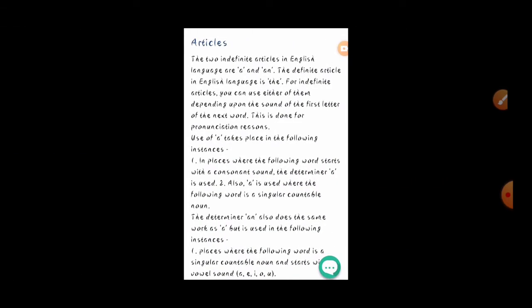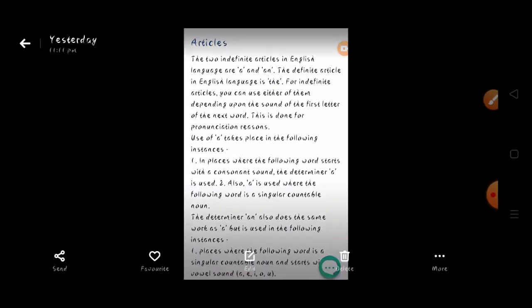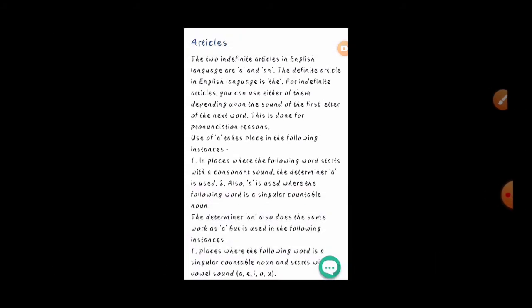So the first one is the article. The two indefinite articles in the English language are a and an. The definite article in the English language is the, okay? So articles are divided into two types. What are they? Indefinite articles and definite articles. Indefinite articles are a and an, and the definite article is the. For indefinite articles, you can use either depending on the sound of the first letter of the next word. Did you understand? This is done for pronunciation reasons, okay?